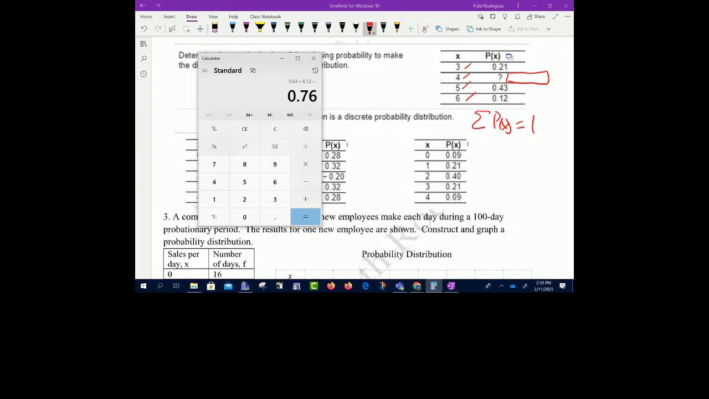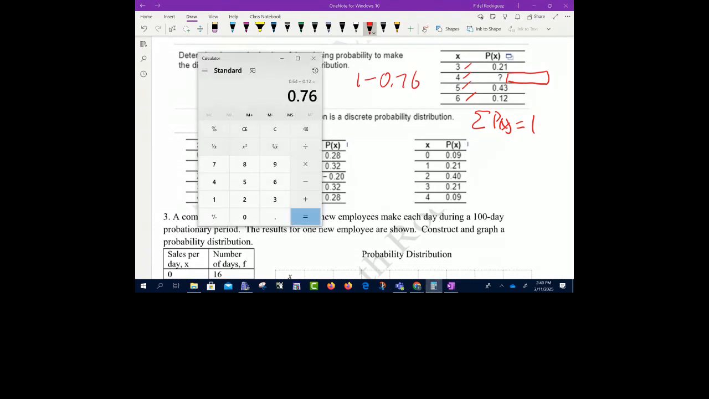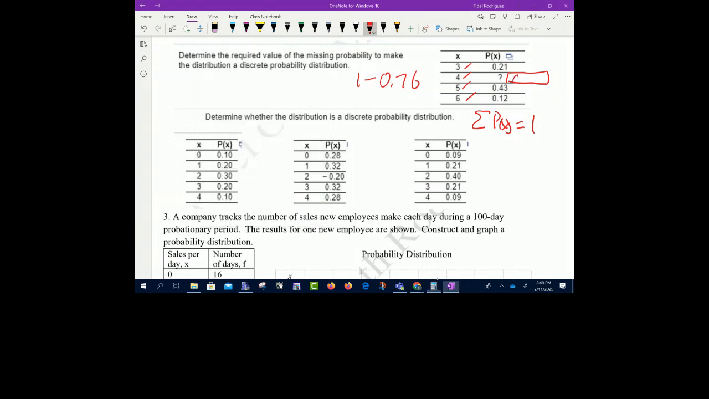But the whole thing has to add up to 1. So if I wanted to figure out what this value is going to be, y'all, I can just say, well, what's 1 minus 0.76? And this number here, y'all, has to be a 0.24, because now when we add them all up, we get to 1. Okay. So for the first part, that's all we're trying to do.